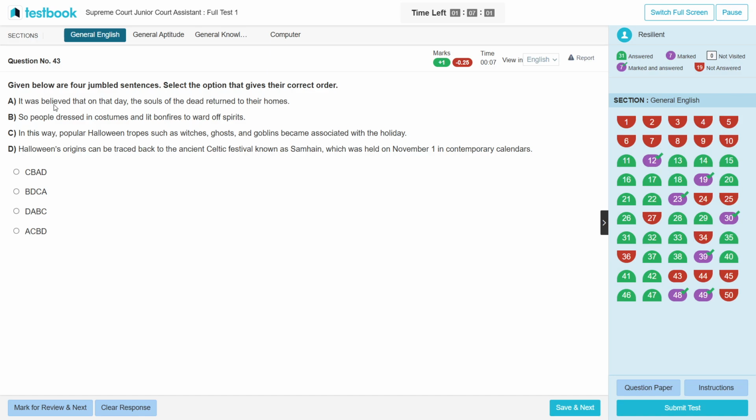It was believed that on that day, spirits would return, so people dressed in costumes and lit bonfires to ward off spirits. In this way, Halloween's origins can be traced back to the ancient Celtic festival known as Samhain, which was held in this.